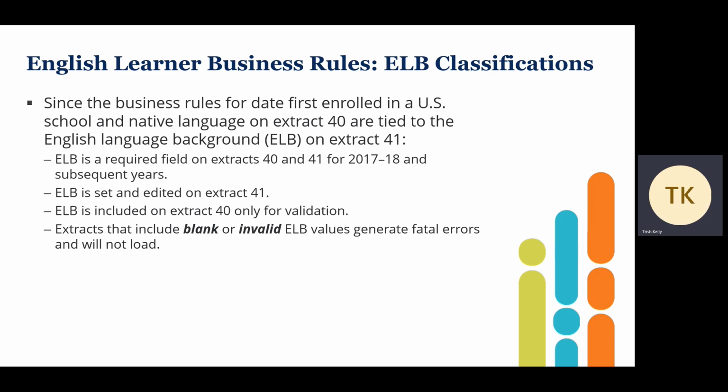English language background classification business rules. This refers to the cross-validation of extracts 40 and 41. Since the business rules for the date first enrolled in a U.S. school and native language on extract 40 are tied to the English language background on extract 41, English language background is a required field on extracts 40 and 41 for 2017-18 and subsequent years. English language background is set and edited on extract 41. It is included on extract 40 only for validation. Extracts that include blank or invalid values generate fatal errors and will not load. So again, it's very important to keep in mind the cross-validation between extracts 40 and 41.